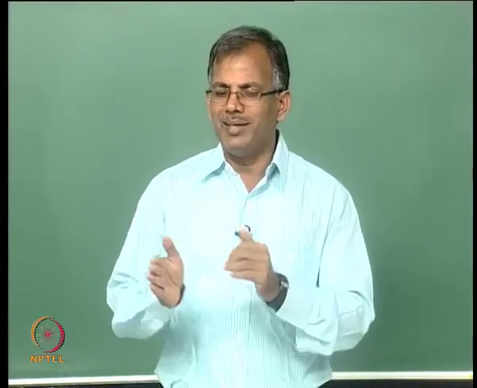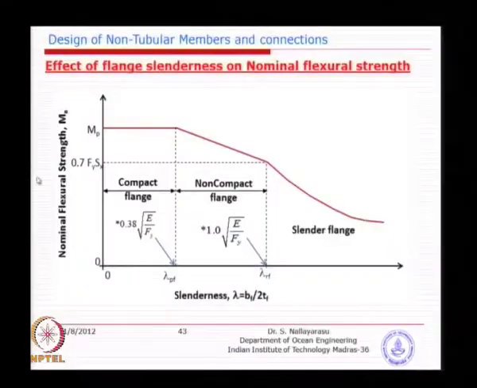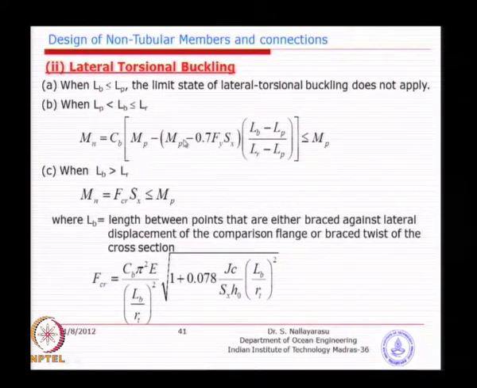So, as long as you keep it less than 10, you could see here it becomes a compact flange, and you achieve full capacity, which is Fy times the plastic modulus. And then in the transition region, you get a reduction of about 70%. This is described by the second formula.